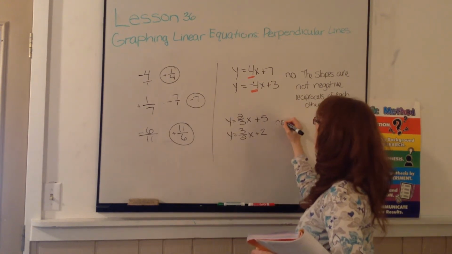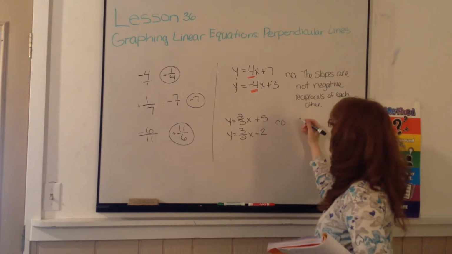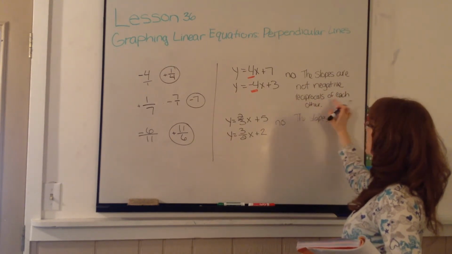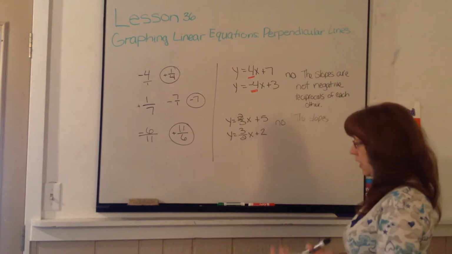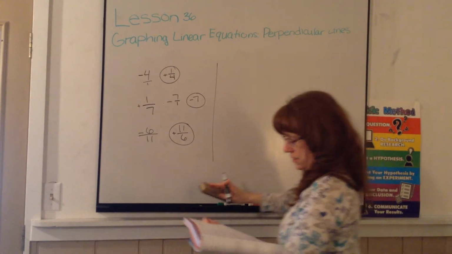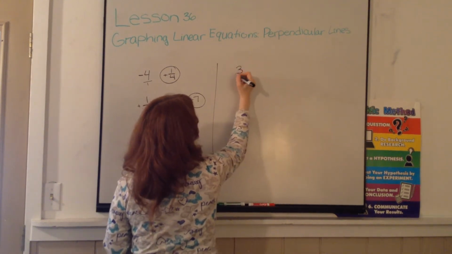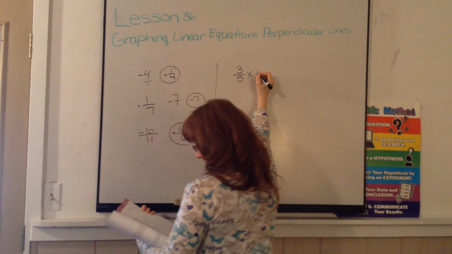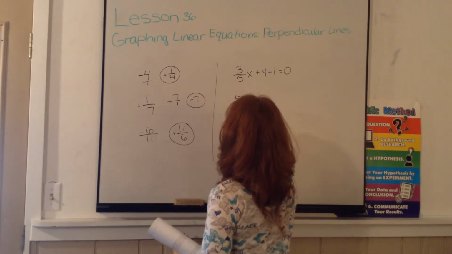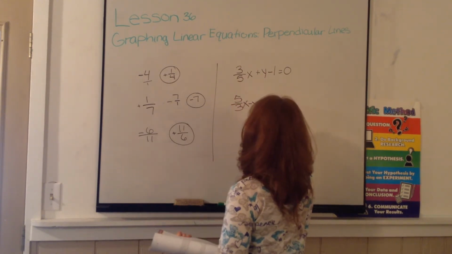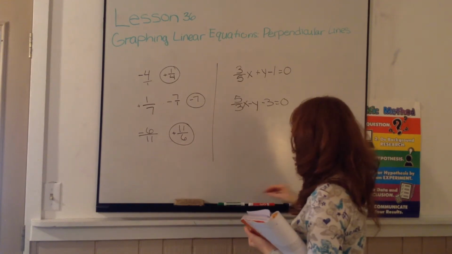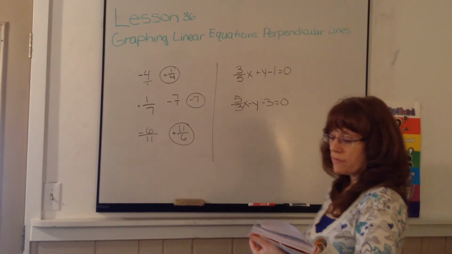So we would say, no, these lines are not going to be perpendicular because the slopes are not negative reciprocals of each other. Okay? And then I'll do one more. Let me erase these. All right. Here we have one just like we did on the other one, where we have 3/5 x plus y minus 1 equals 0. And we have 5/3 x minus y minus 3 equals 0. So we want to know, are they going to have negative reciprocal slopes?